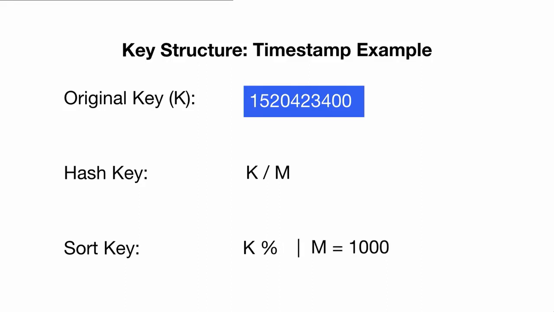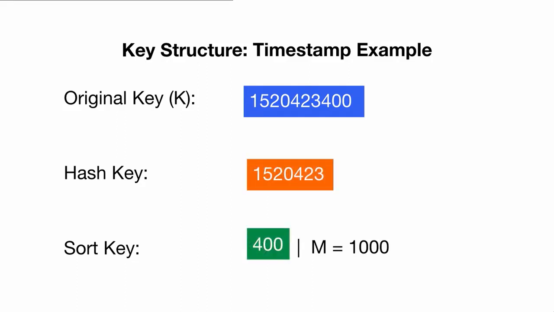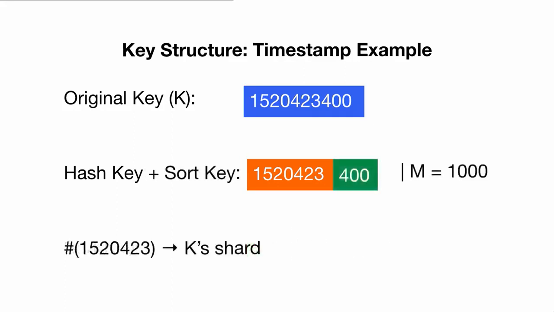1520423 maps to K's shard. Let's say we made our bucket size 1000. Our hash key would be our original key divided by 1000, and our sort key would be our original key modulo 1000. So what you can see is that when you stick these back together in the sort order Osiris uses, it's the exact same as your original key, but you've added this user-defined semantic information about how much locality you want in your data set.